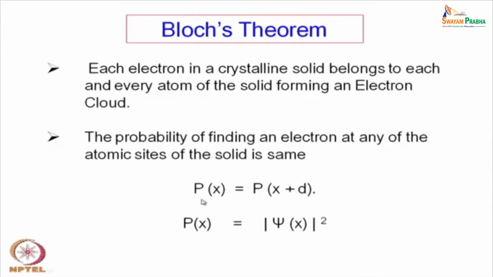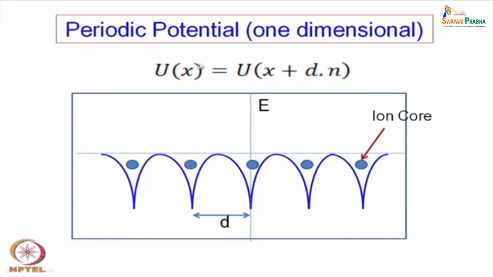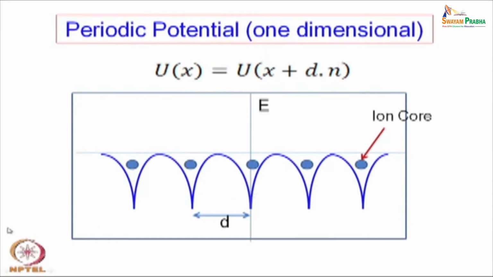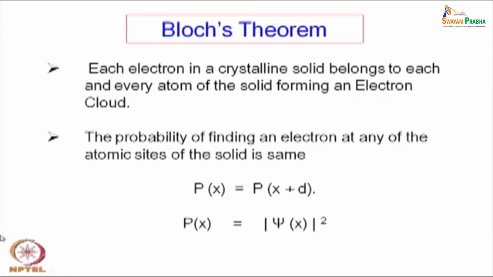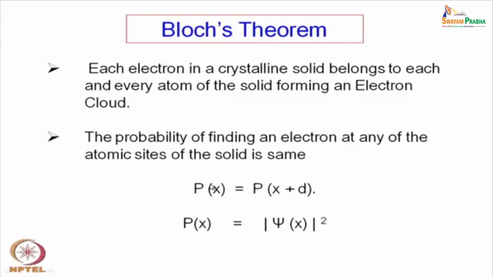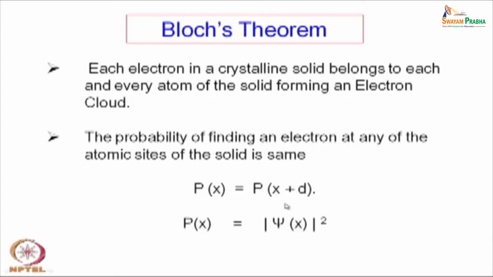So, one can say more or less in the same manner as the potential distribution. Earlier we have seen the potential is U(x) = U(x + d). Here it is not the potential, but it is probability. So, the probability of finding an electron at x is exactly equal to the probability of finding the same electron at x plus d. So, it is moving at a very fast speed, and the probability of finding that electron at a particular space or a particular site is the same. Of course, not everywhere, but in a periodic manner.